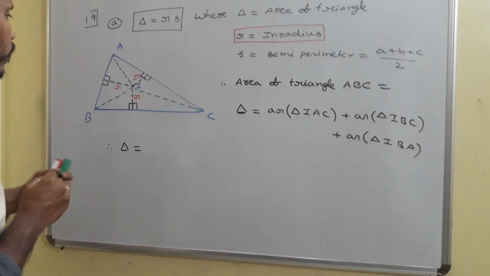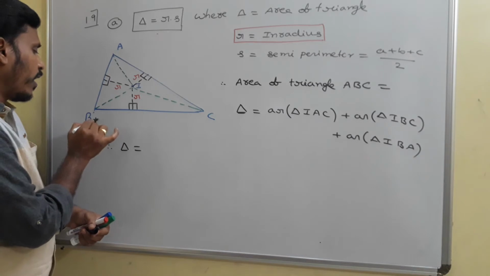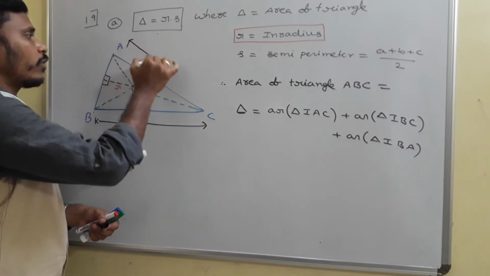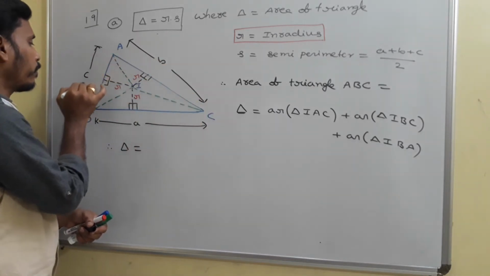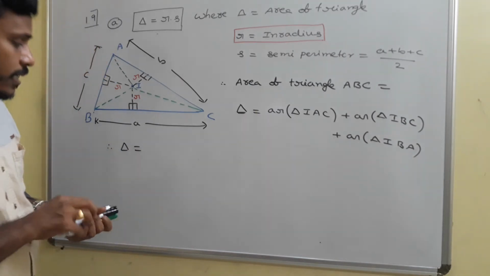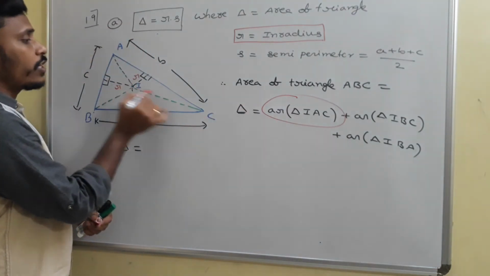Okay. One more thing, we know that opposite to the vertex A, the length of this side is small a, and opposite to the vertex B, the length of this side is small b, and the length of this side is small c. Right. Then coming to the area of triangle IAC. Okay, you just pay your attention on this triangle.